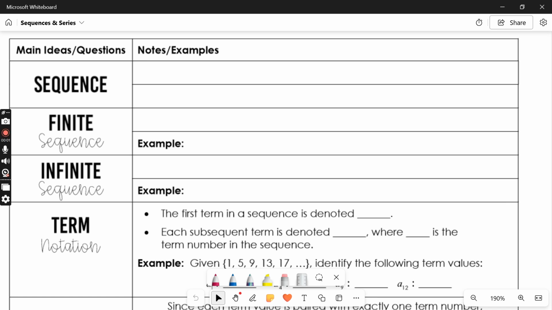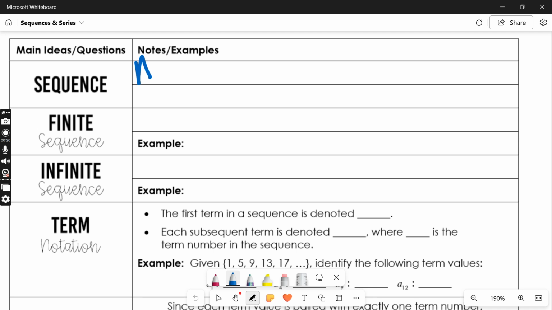Everyone. Today we're going to talk about sequences. This is the beginning of a new unit for us. So when you do these notes, they will go in a different section of your binder. All right, so let's talk about what a sequence is first.